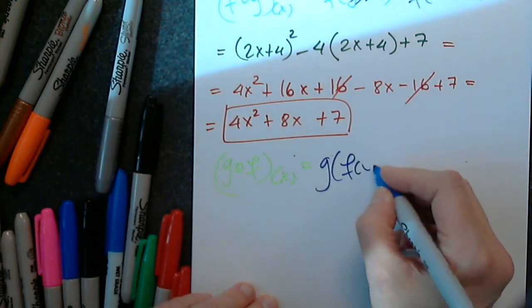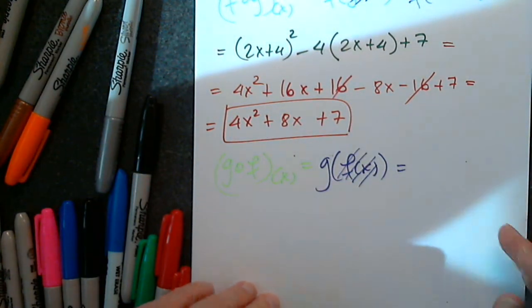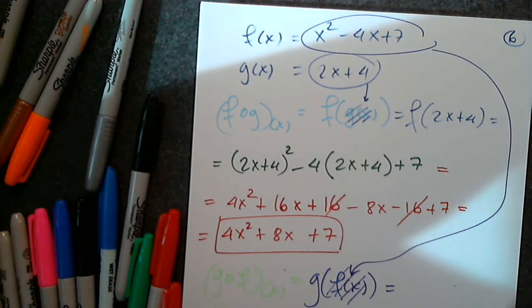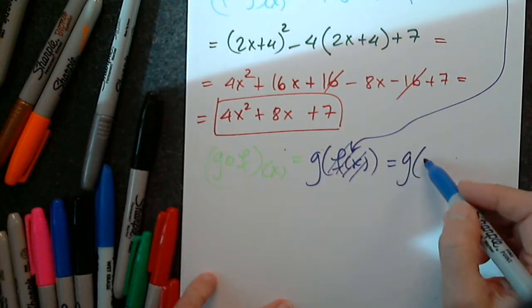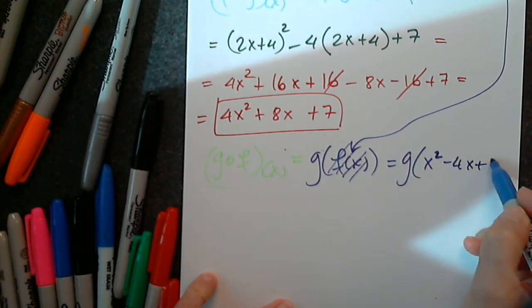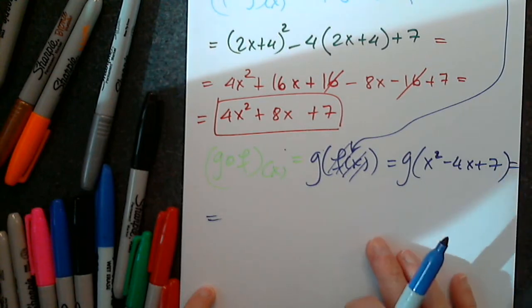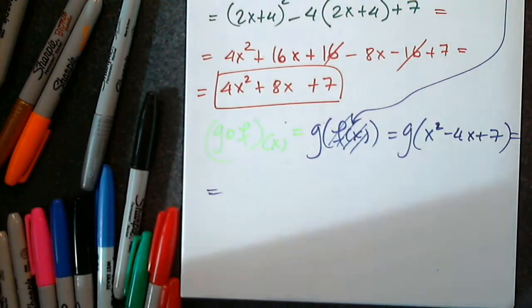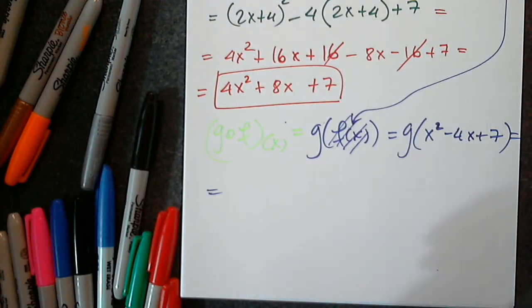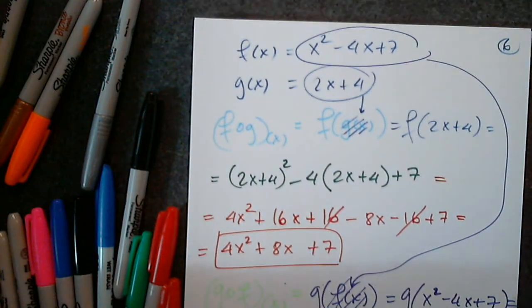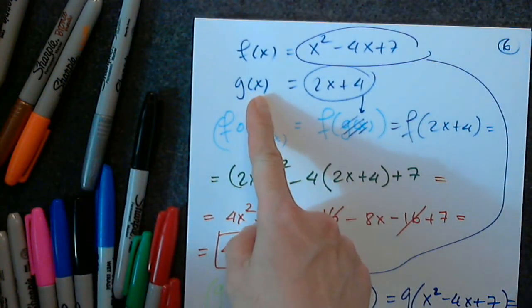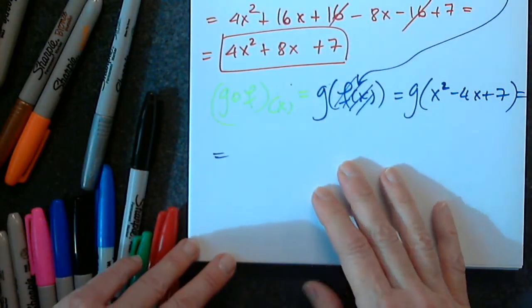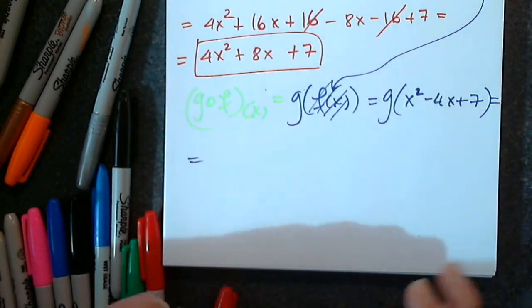Excellent. Very good. g of f of x. And now I replace this. And this is it. So I have g of x squared minus 4x plus 7. Okay, so then what? I look at g. g says g of whatever is 2 times whatever plus 4. 2 times whatever plus 4. So please tell me what to write.